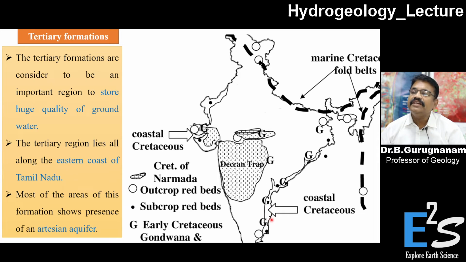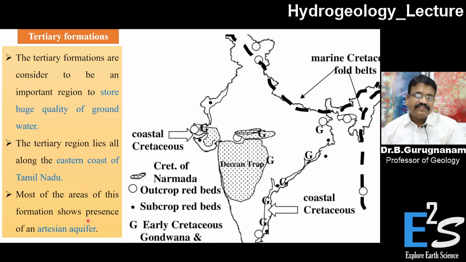Cretaceous formation is here, and this is Deccan Trap, and Deccan Trap is distributed in this region. A huge quantity of groundwater. The tertiary region lies all along the eastern coast of Tamil Nadu, completely right from Chennai and here. So this is the distribution of tertiary formations in Tamil Nadu.